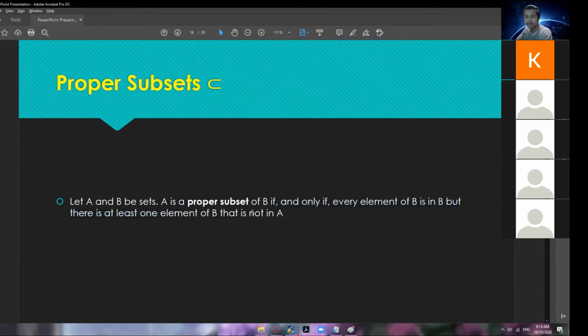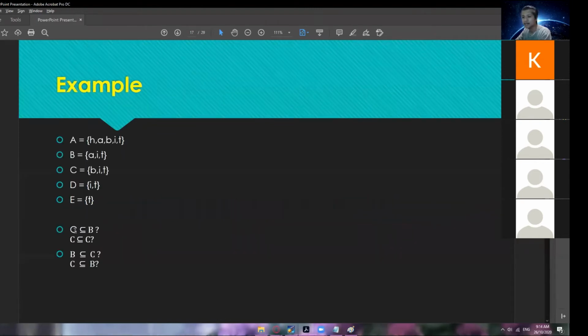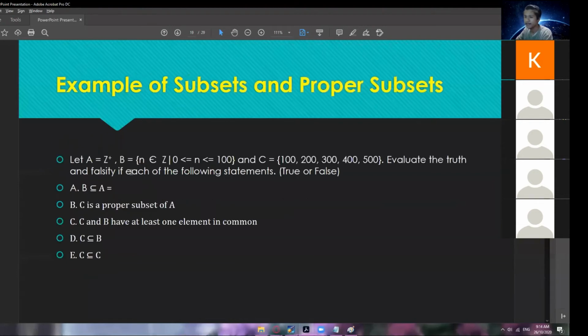Okay? So, ano ibig sabihin nun? Dapat itong element na nasa left side is meron pa rin sa right side. Kaso nga lang, dapat merong isang element dito sa set na nasa right side na wala sa nasa left side. So, ibig sabihin, hindi pwedeng maging kaparehas yung nasa right side sa left side. So, there should be at least 1, 2, or 3, or 4, and above as long as merong isa. Okay? So, para mas maintindihan nyo to, we have here an example.